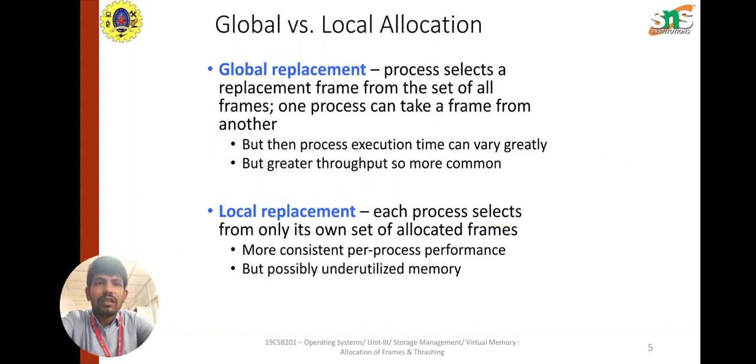Then there is global versus local allocation; we have global replacement and local replacement in allocation of frames. The first is global replacement. Global replacement means the process selects a replacement frame from the set of all frames. One process can take a frame from another. Process execution time can vary greatly, but it gives greater throughput, so it is more common. The second is local replacement, where each process selects only from its own set of allocated frames. It gives more consistent per-process performance, but possibly underutilized memory.